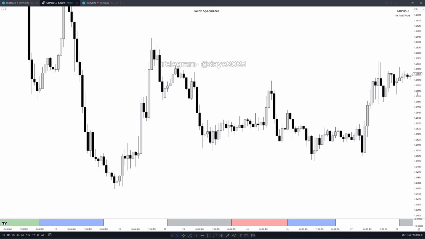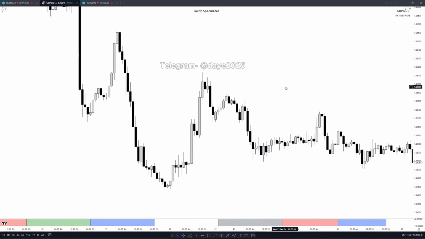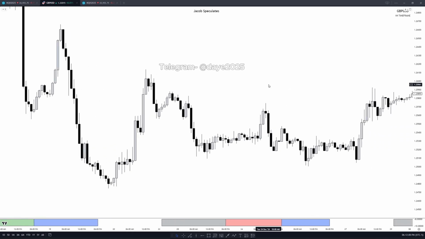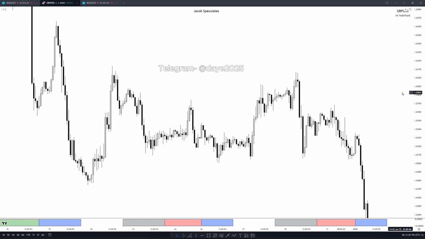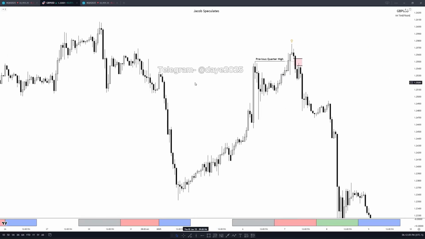So whenever you backtest, do not use the replay mode for TradingView. That is not backtesting. That is fake trading.